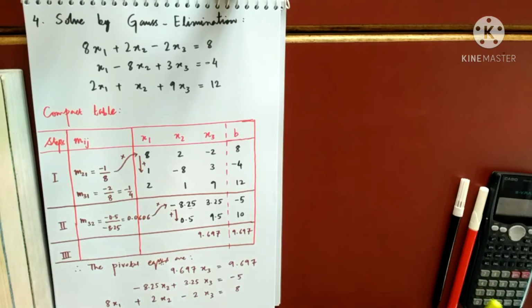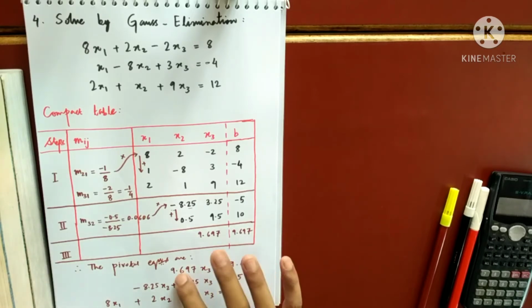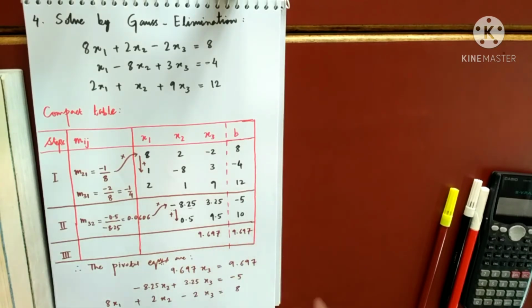Your task is to solve for x1, x2, x3. It's very simple to solve. x3 is clearly 1. As you can see, this 2 will get cancelled. x3 is exactly 1. Solve for x2 and x3.